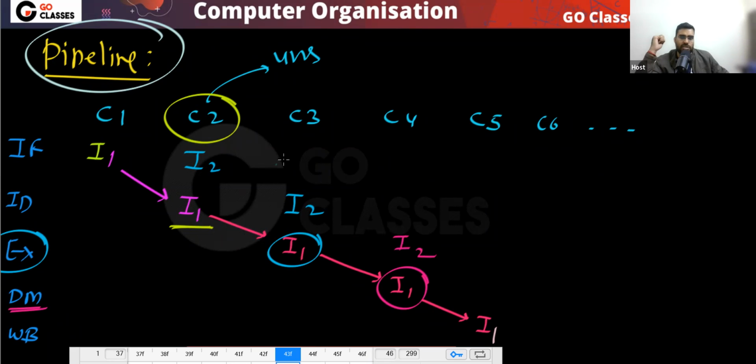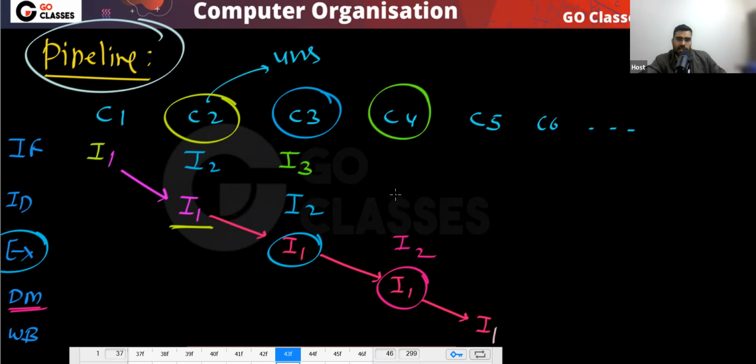Now similarly, you can notice in the cycle C3, what can happen? I3 can go to the instruction fetch. You can fetch the instruction I3. In the cycle C4, instruction I3 can go to the decode stage, and so on. So this is what is happening in the pipeline, this beautiful scenario.